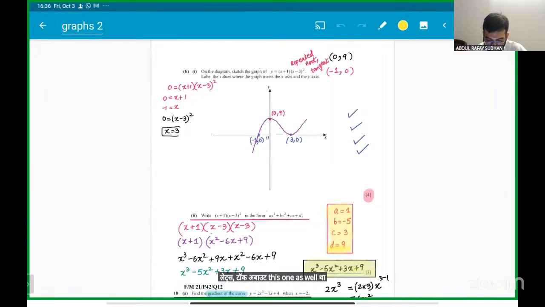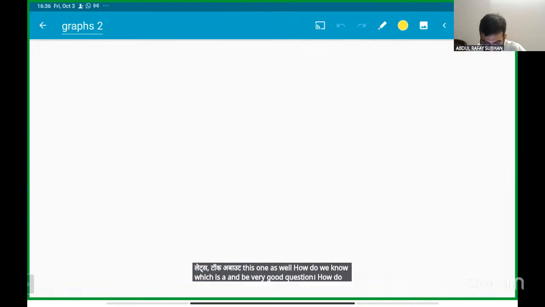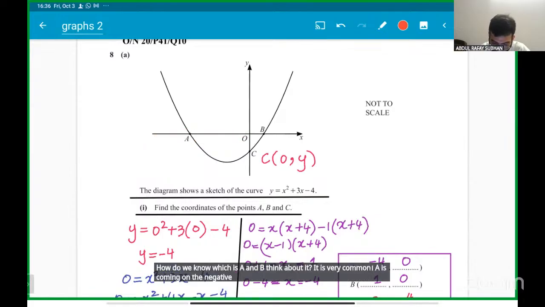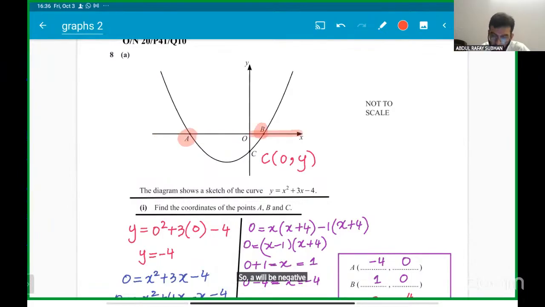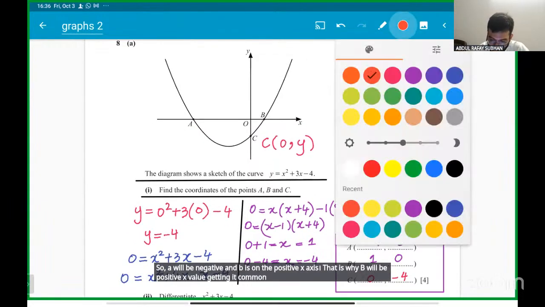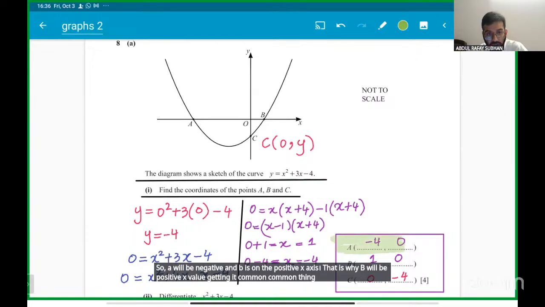How do we know which is A and B? Very good question. How do we know which is A and B? Think about it. It's very common. A is coming on the negative x-axis, so A will be negative, and B is on the positive x-axis. That's why B will be positive x value. Getting it? Common thing, from the graph's understanding, okay?